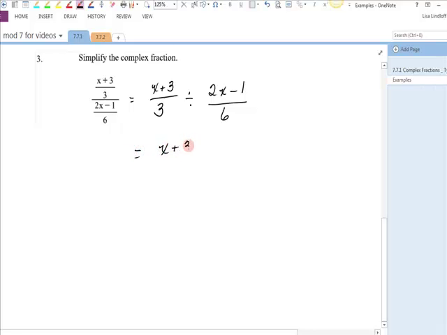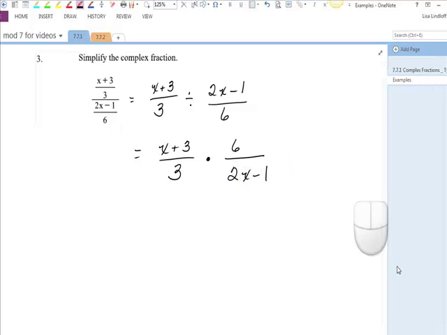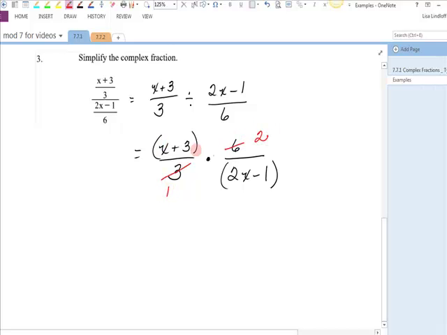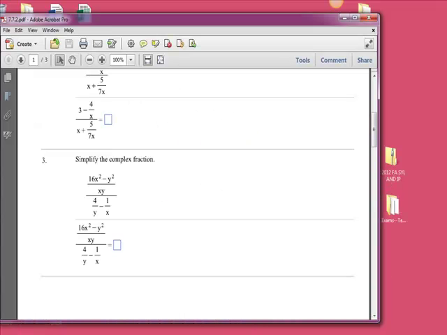Keep x plus 3 over 3. Change to multiplication. Flip 6 over 2x minus 1. Check to see if any polynomial can be factored. x plus 3 cannot be factored. 2x minus 1 cannot be factored. So now I'm checking to see if there's any common factor, any greatest common factor that I can factor out. 3 goes into itself once. 3 goes into 6 2 times. There is no common factor. This is an x plus 3. This is a 2x minus 1.